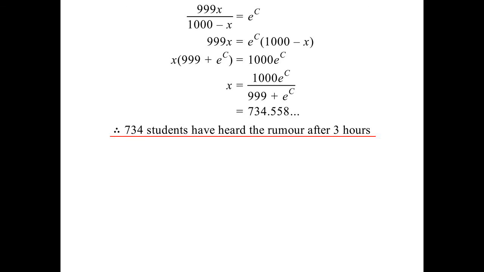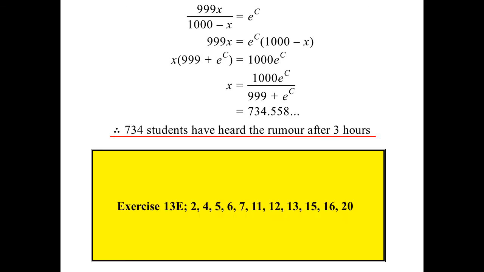All starting with one person. Because 735 haven't heard the rumour yet. So they might be halfway through being told, and there's the 0.5. They don't know the actual rumour yet. All right.